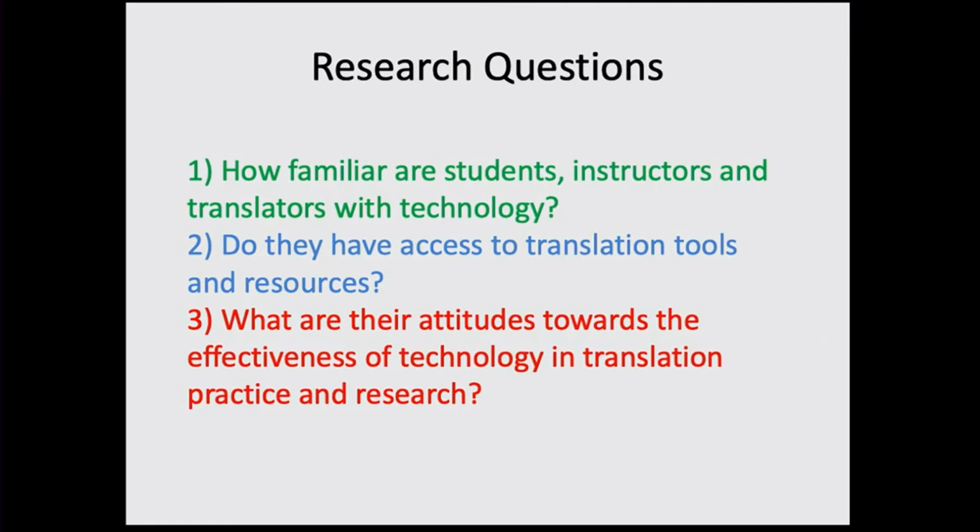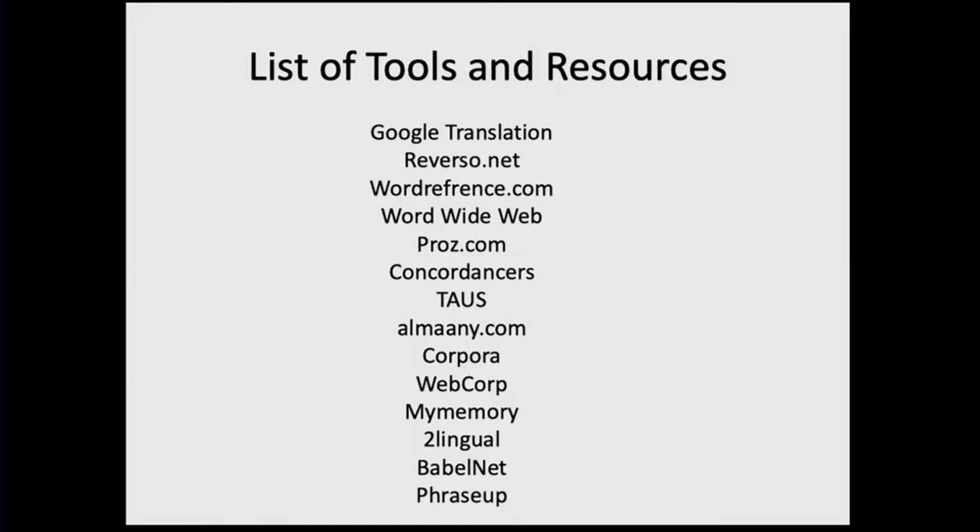What are their attitudes toward the effectiveness of technology in translation practice research? I put that list to my respondents, to my informants, and I found out that most of the students, instructors, and researchers have no idea about most of these items or tools. They only know about Google Translation. Some people know about Reverso. Some people know about corpora, but you have many tools which can be accessed online for free.